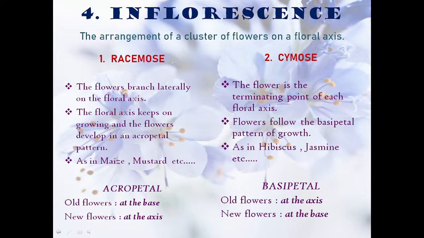Now the question comes: how will you remember which one has the acropetal and which has the basipetal? Racemose, acropetal; cymose, basipetal. Racemose, acropetal; cymose, basipetal. You can see that it goes A, B, C in order: acropetal, racemose; basipetal, cymose. Very nice. But I will remember it by the characteristic of it.